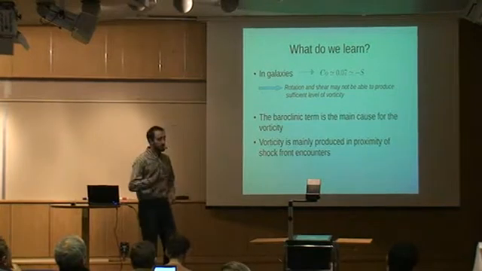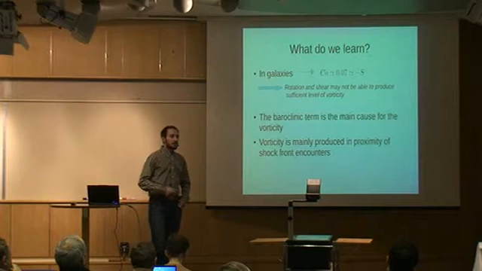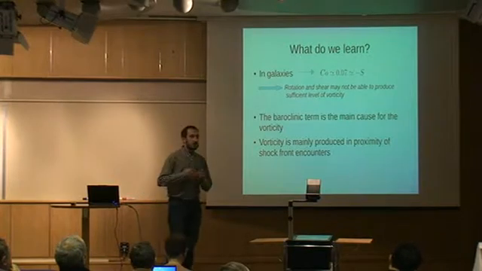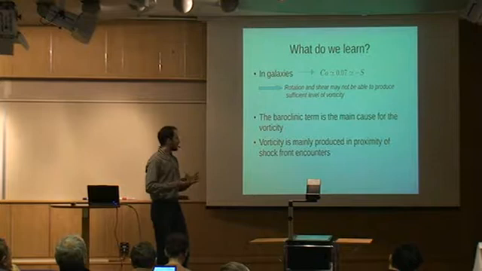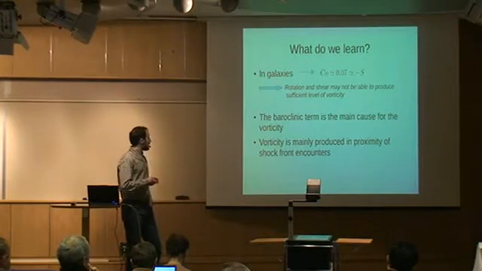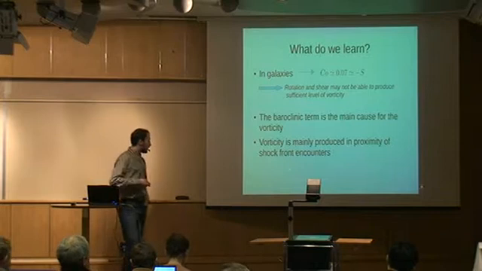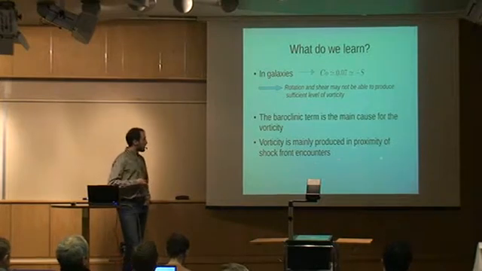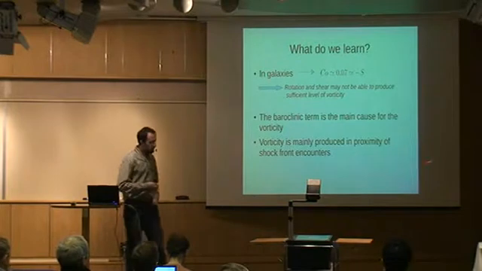events in galaxies. For example, I was pointed out two days ago that, of course, if there are mergers of galaxies or some other effect like that, we can have a strong increase of vorticity, of course. And we confirm, quantitatively, that vorticity is mainly produced in proximity of shock fronts and contacts.